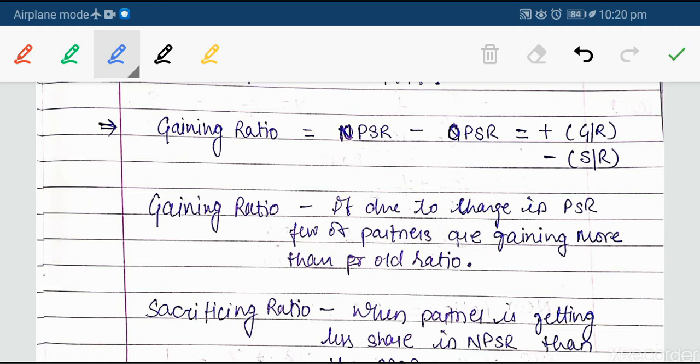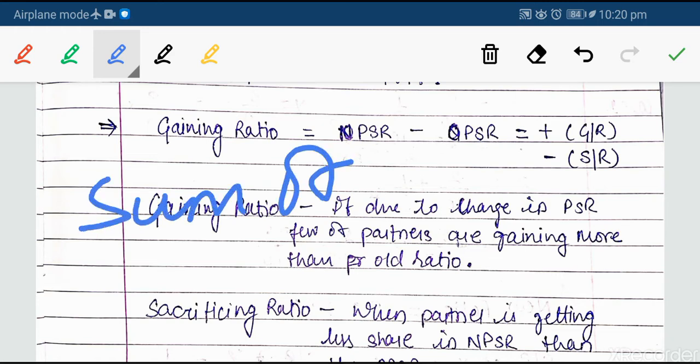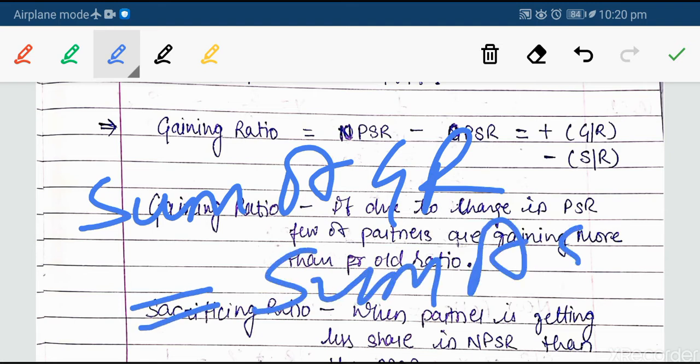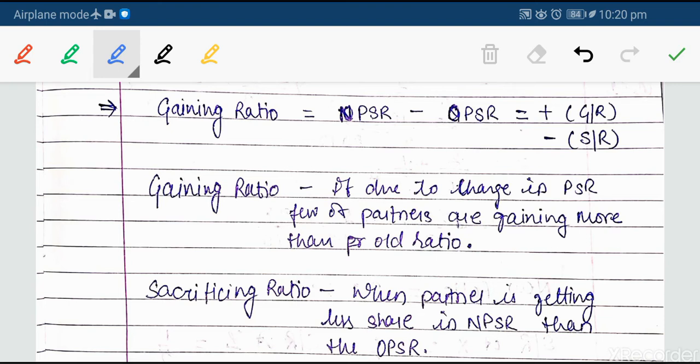Now we need to note down an important point: the sum of gaining ratio must be equal to the sum of sacrificing ratio. Why? Because whatever a few partners sacrifice will be gained by the other partners. The gain is not transferred outside the business. The gaining ratio must be sacrificed by some of the other partners. So we have to be very careful while calculating all these things.